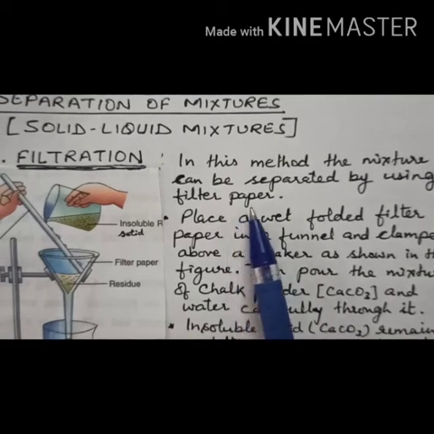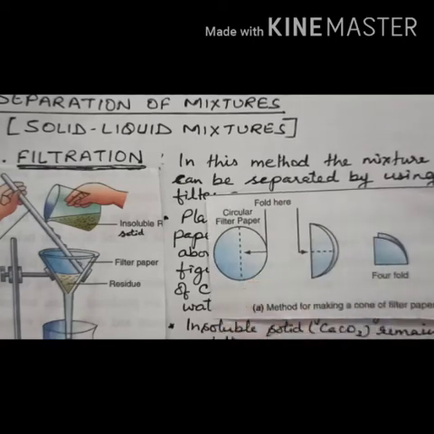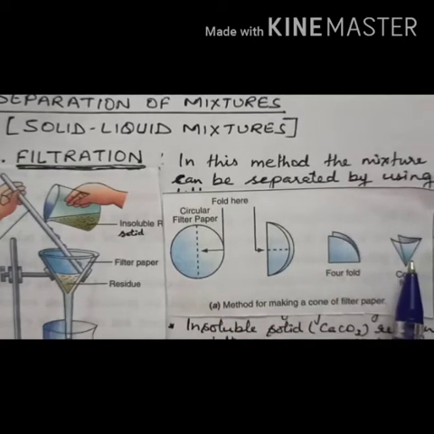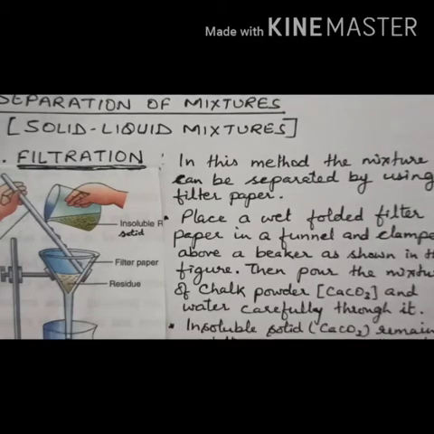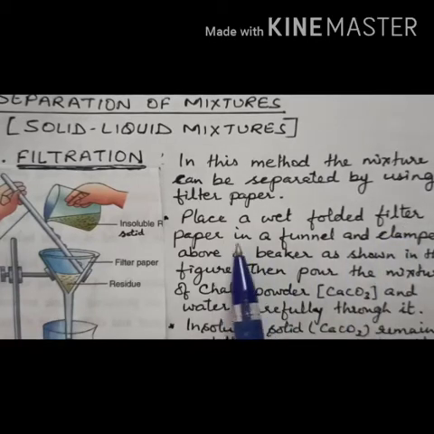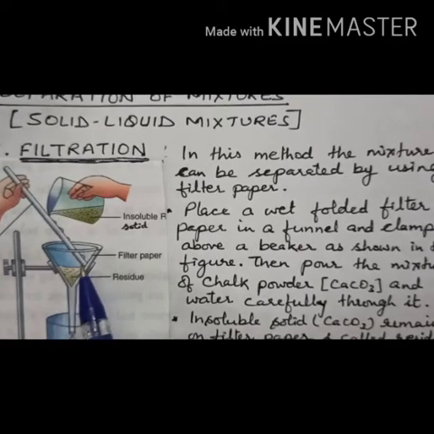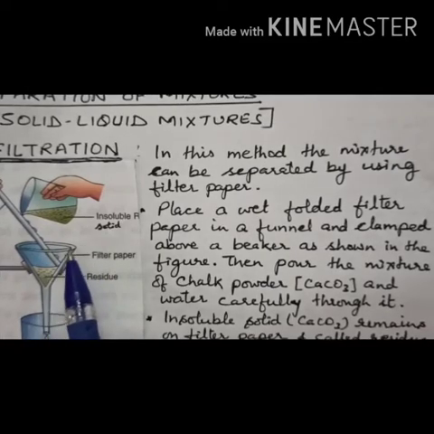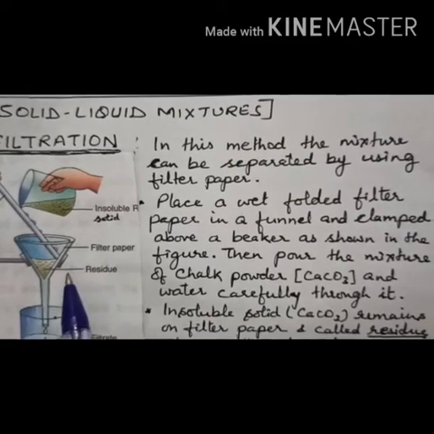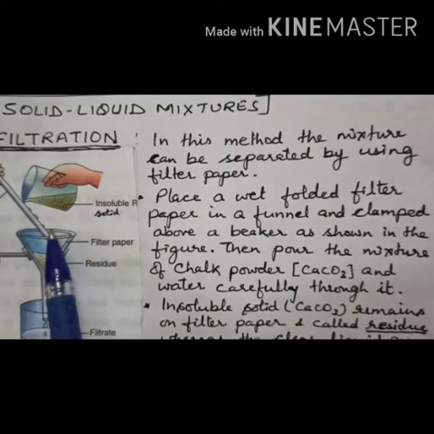First, you take a filter paper which is circular in shape. Then make a cone of that filter paper like this. Then you place the wet folded filter paper in a funnel. This is your funnel. Then you clamp it above a beaker as shown in the figure. Then pour the mixture of chalk powder and water carefully through it.